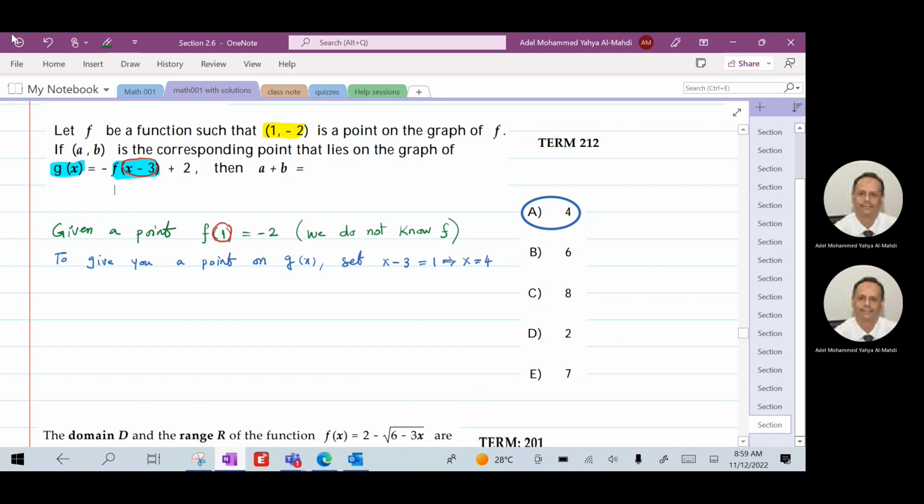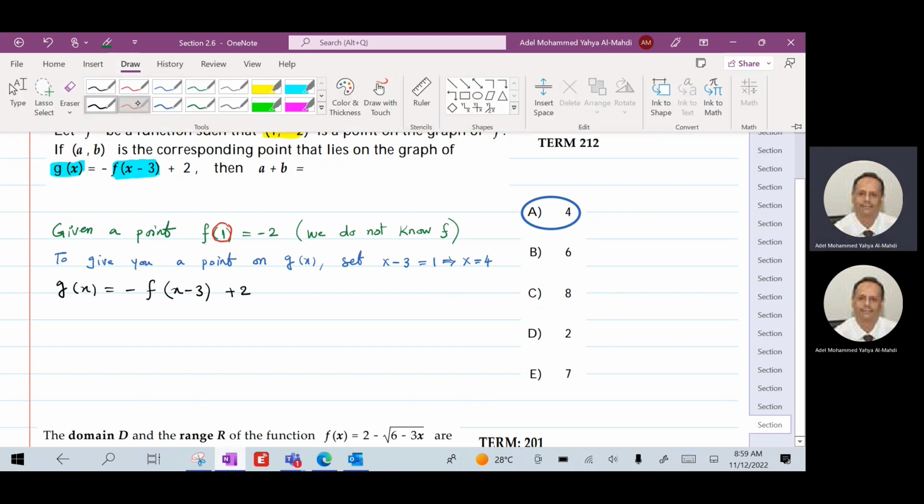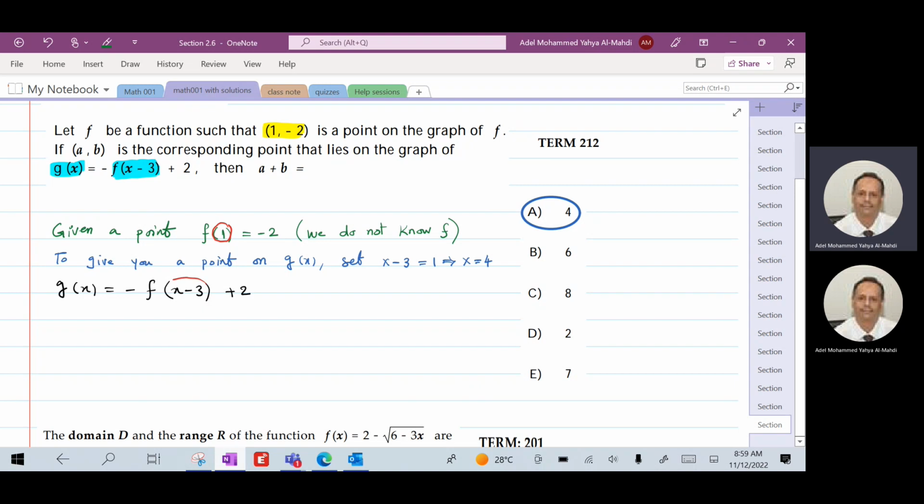Let me remove this and write it here. So j of x is equal to minus f at x minus 3 plus 2. Then the arguments of f should be the same. It should be x minus 3. Then x equals 4. Now, you know that any point in the xy plane should be x comma y. Now x is 4, what's y? Y is j at 4.